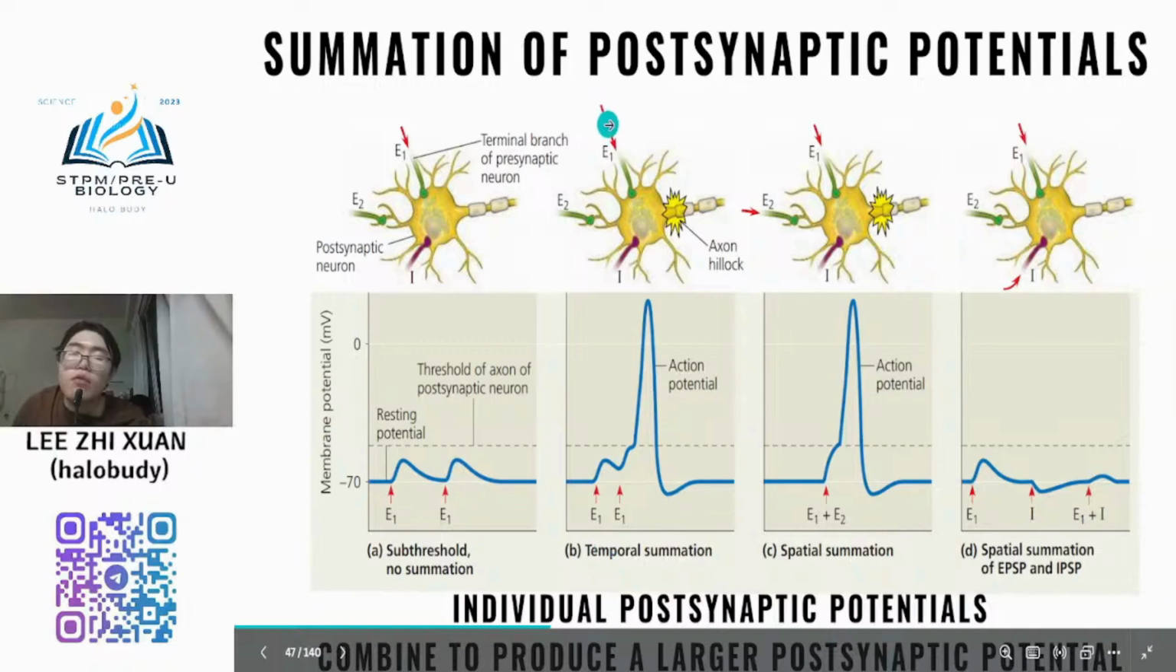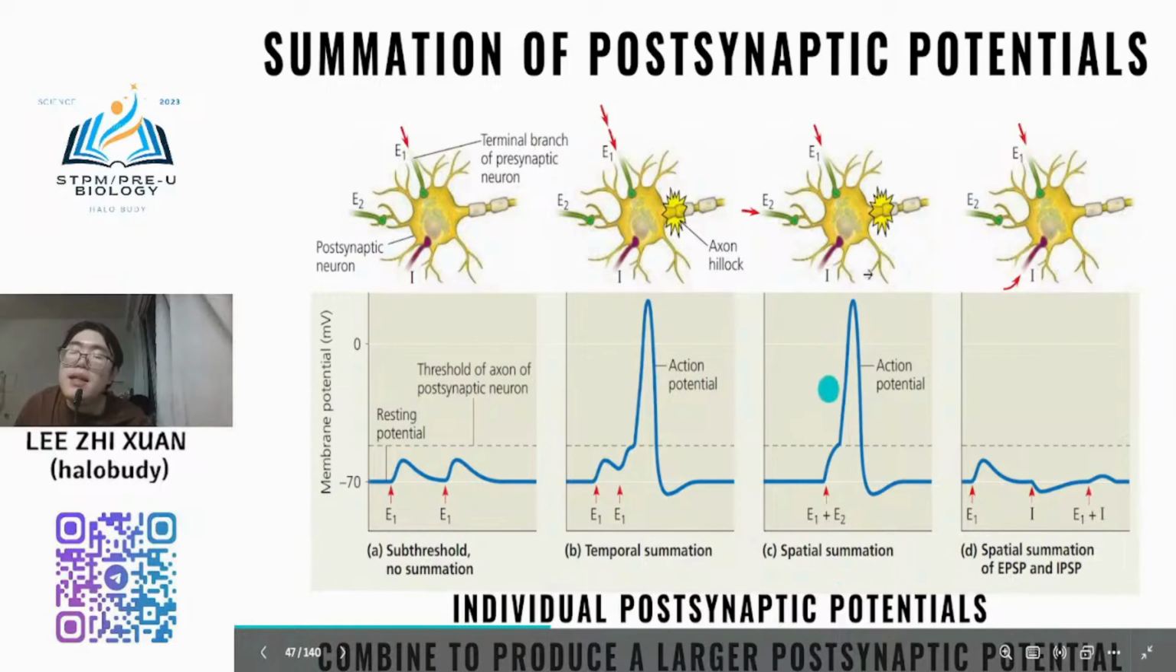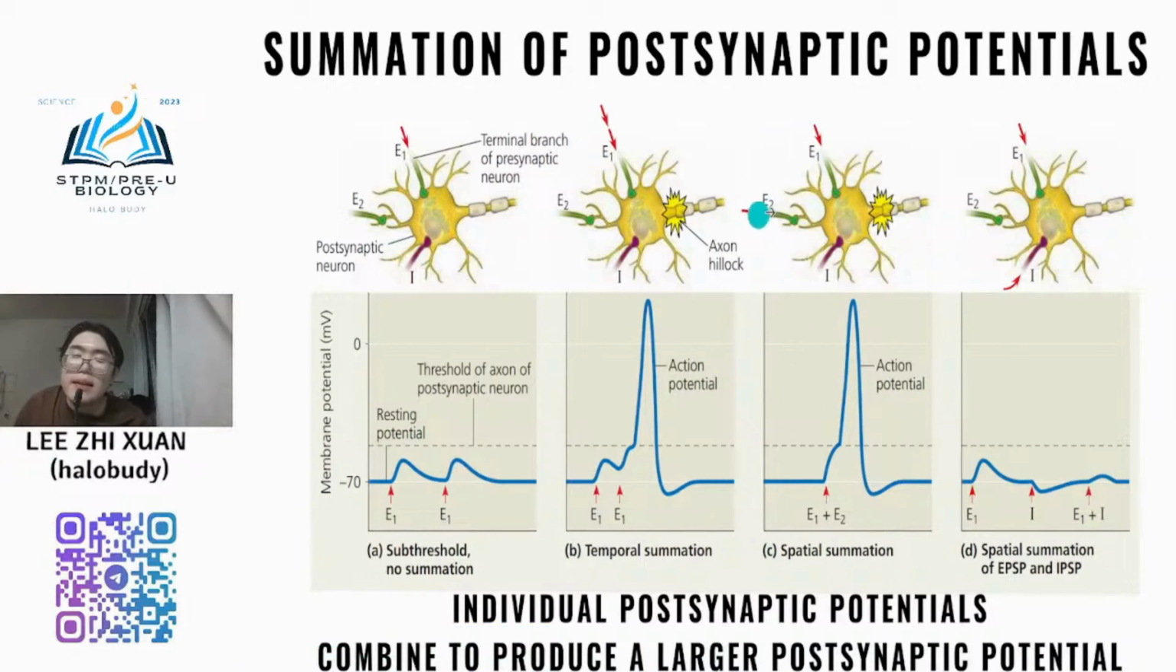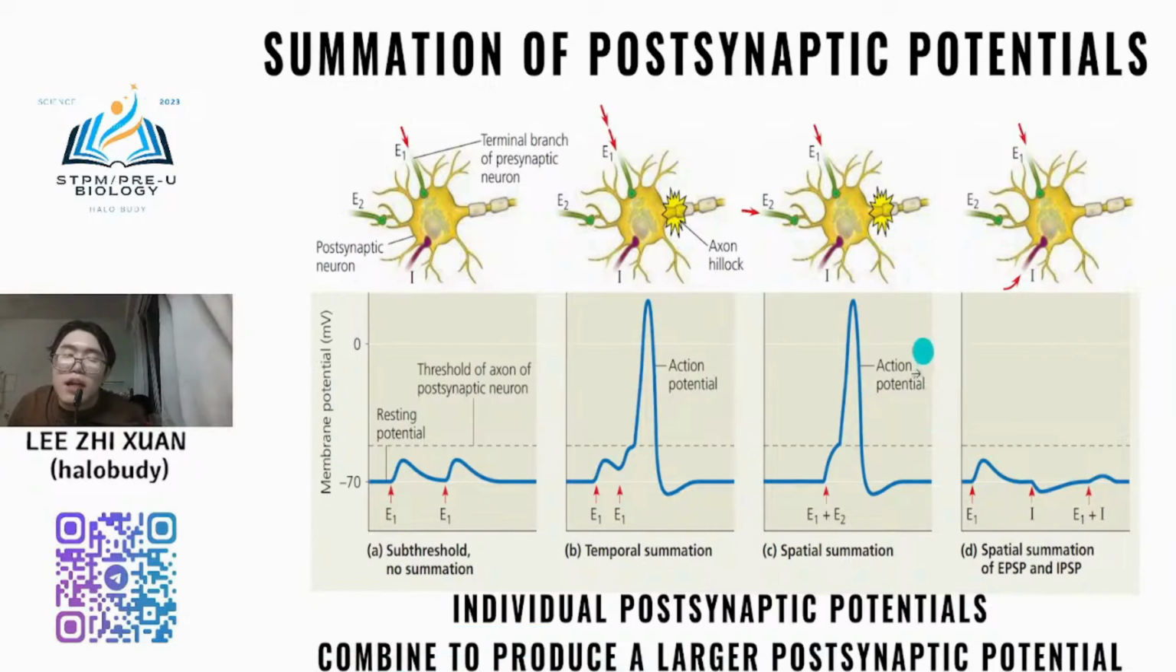This one will only involve one synapse only. But there is also spatial summation, meaning it involves two synapses. So maybe one synapse here and one synapse here, and they combine together at the same time. You need to measure at the same time. If the two come separately like this, then no action potential. But if at the same time, which we know as spatial summation, it will reach the threshold level and trigger the action potential of the postsynaptic neuron.